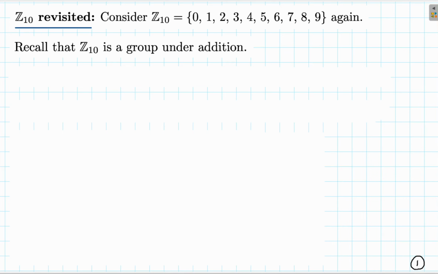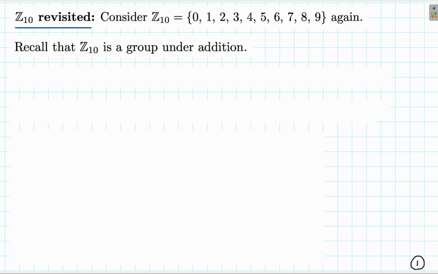In this lesson, we'll investigate the process of starting with a group under addition and then constructing a group under multiplication. We'll do this with Z10 first, and then we'll apply that same process to a matrix group. So let's see what happens.